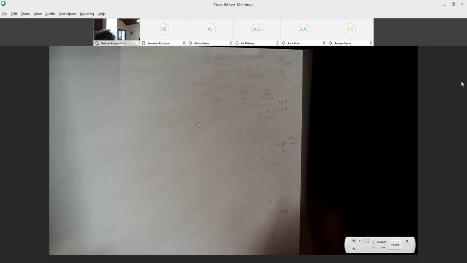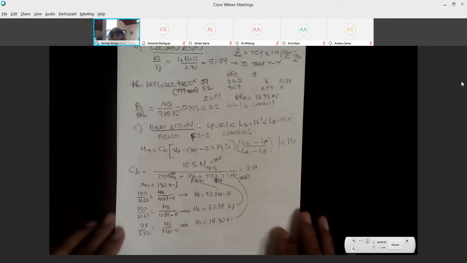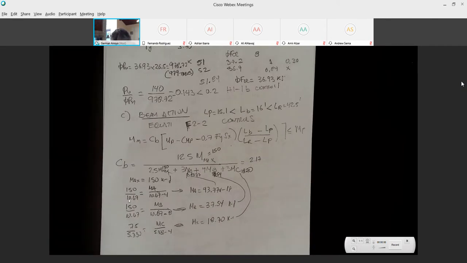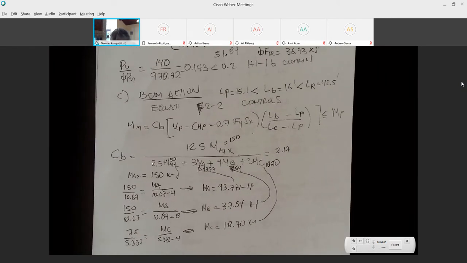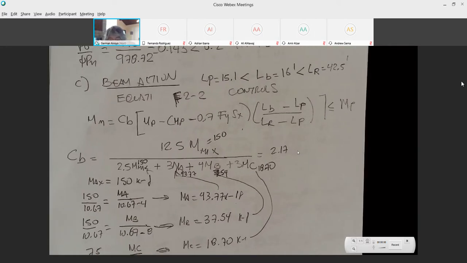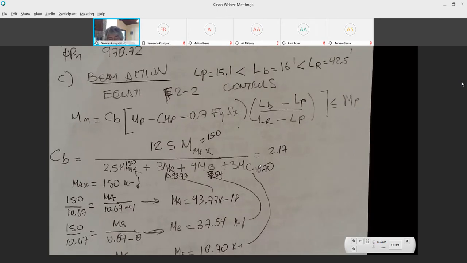So in here, I had computed those values by similar triangle. So C should be 2.17. This is a large number. So probably this 2.17 multiplied times this is going to exceed the value of M sub P.